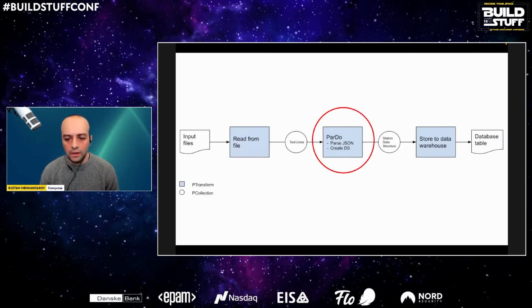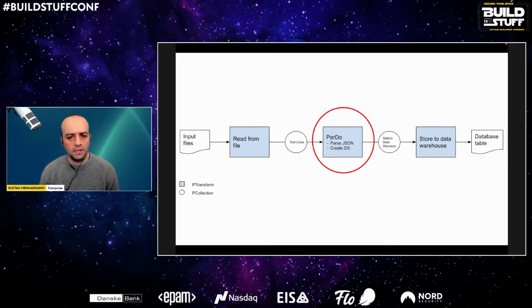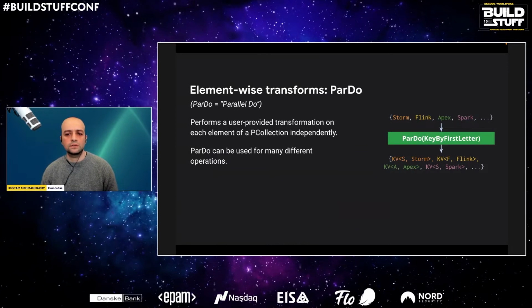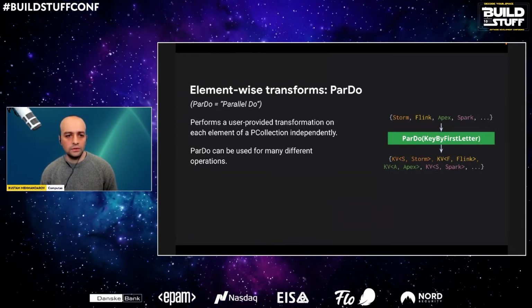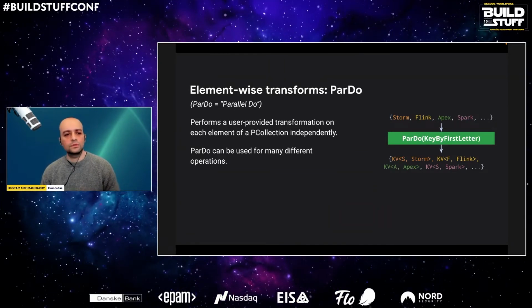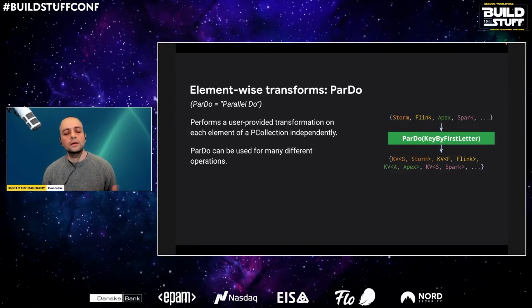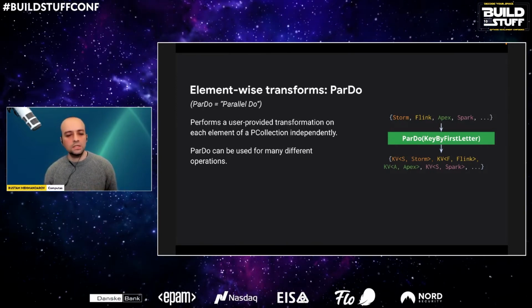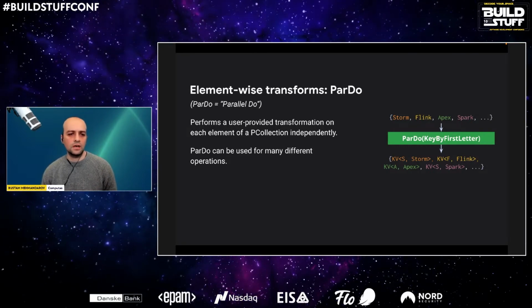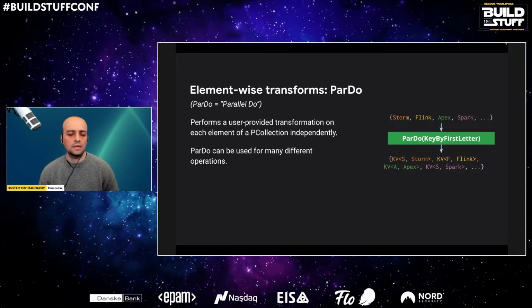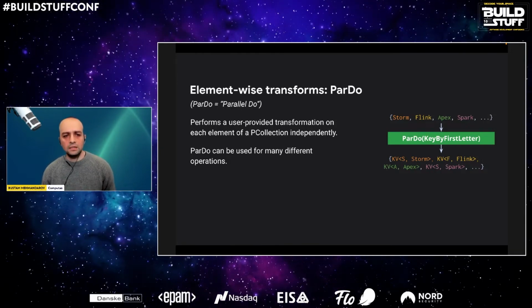So that's kind of cool. Those pardos that I mentioned, pardos is element-wise transforms called parallel do's, and that's the beauty of it, because like I said, there were a lot of files, and if I had to do it in one go on one machine, it would take me quite some time, because one thread reading those hundreds and thousands of files might take some time. So I needed to have something.